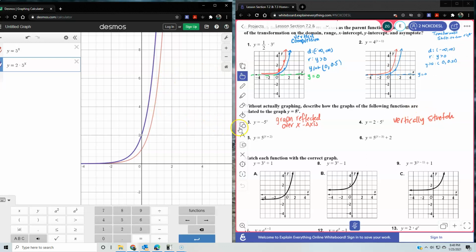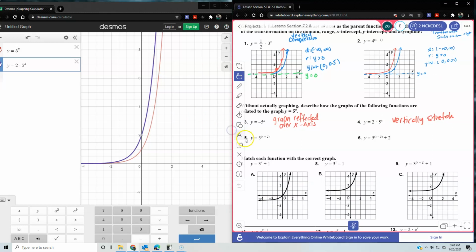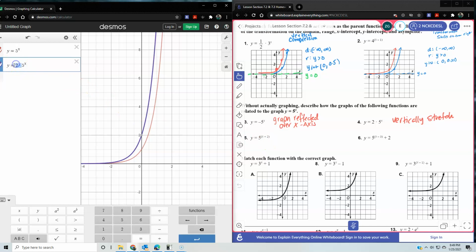Number 5, you have y equals 5 to the power x plus 2. Remember, this is very similar to number 2, so it's plus 2. Remember, it's going to shift to the left, so you're going to see that here. And remember that you will have to have parentheses, x plus 2, and there you go, it's shifted to the left.